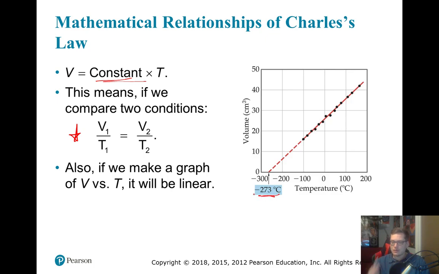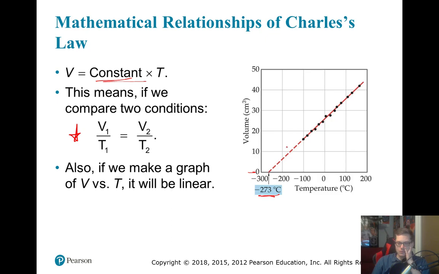Now this negative 273 should look very familiar to you. That is equal to 0 Kelvin. Negative 273 is absolute zero. That's as cold as anything can get. But let's think about what this means real quick, just for fun. If we're at absolute zero right here, that means we're at this temperature on our Celsius scale, negative 273. But what does this tell us about our volume? Well, this means that our volume would have to be 0.